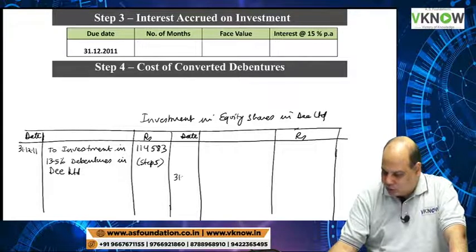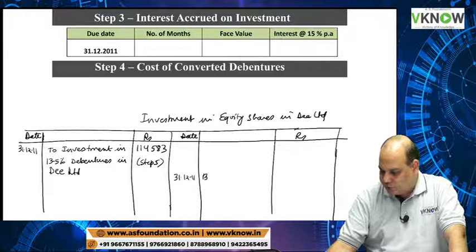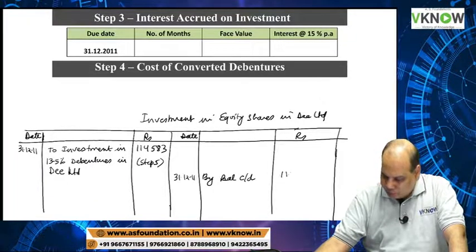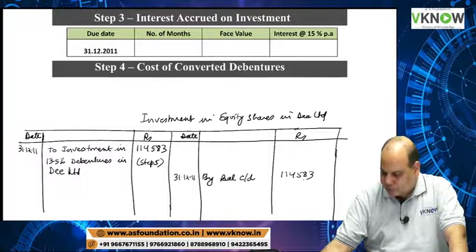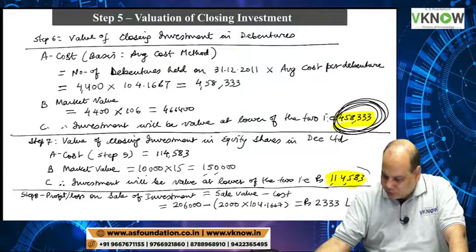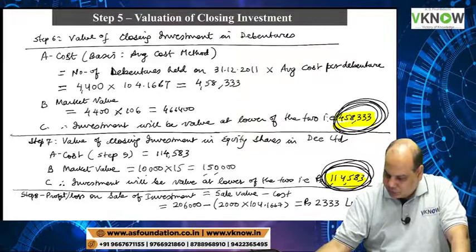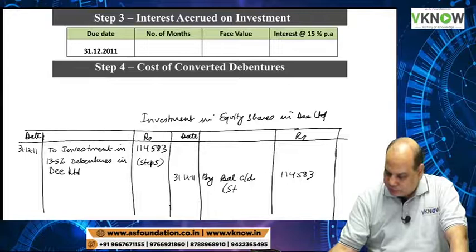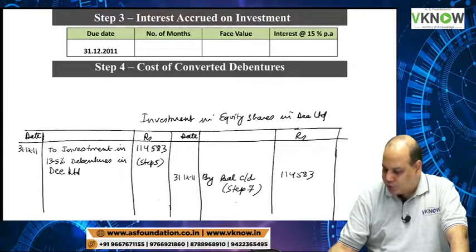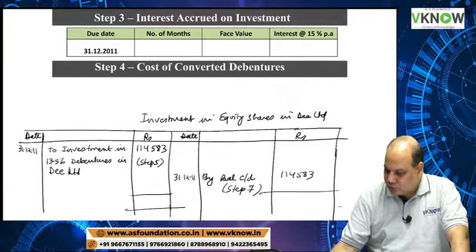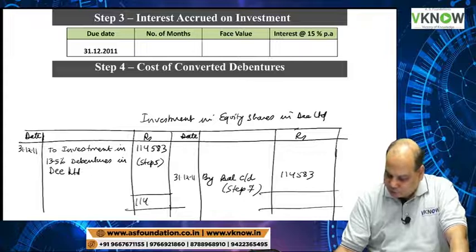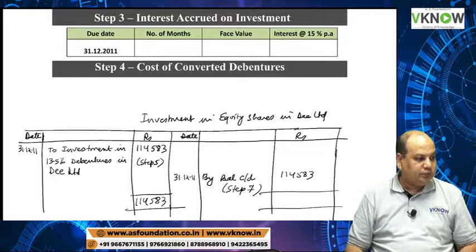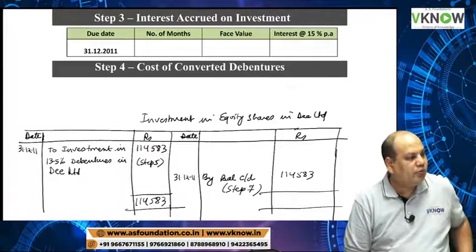And then 31/12/11, by balance carried down 114,583. You will see on the screen step number 7. We have decided to value investment in equity share at lower of cost or market value. Take total of both sides and tally.